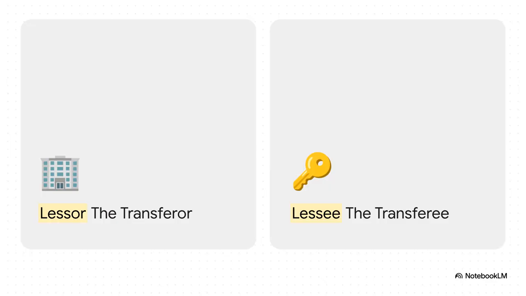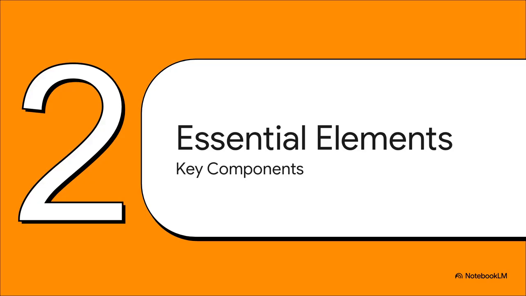Immediately below that definition, I want you to draw a very clean visual comparison on your answer sheet, clearly establishing the parties. You put the lessor, the transferor, on the left, and the lessee, the transferee, on the right. Visually separating these terms proves you have fundamental clarity before you even begin to discuss the complex mechanics of the actual transaction. Moving on to Section 2, Essential Elements.